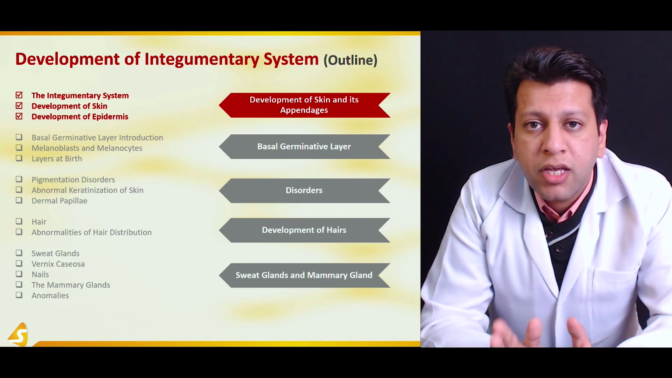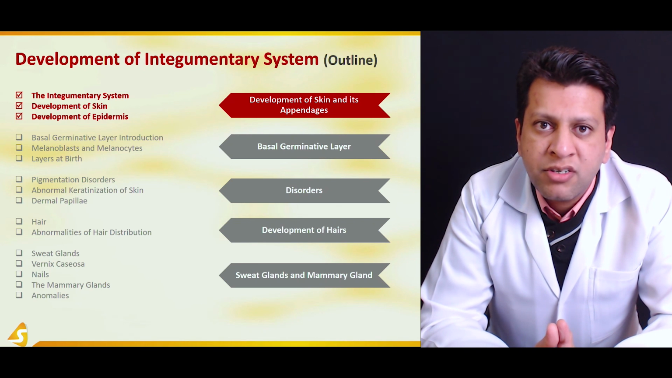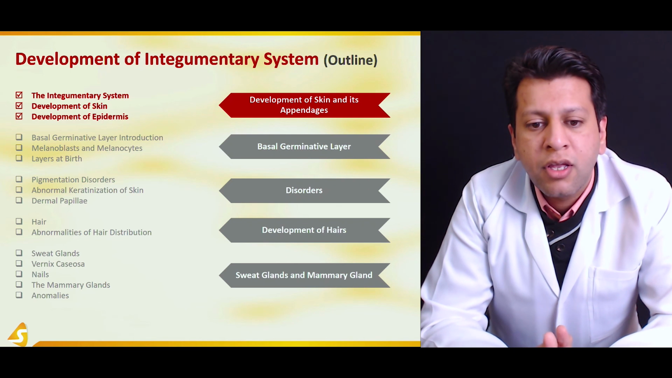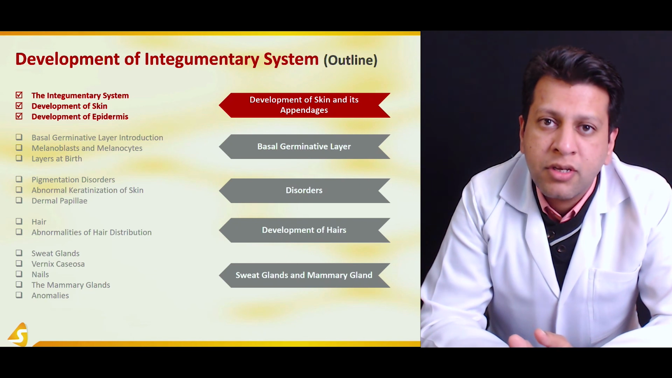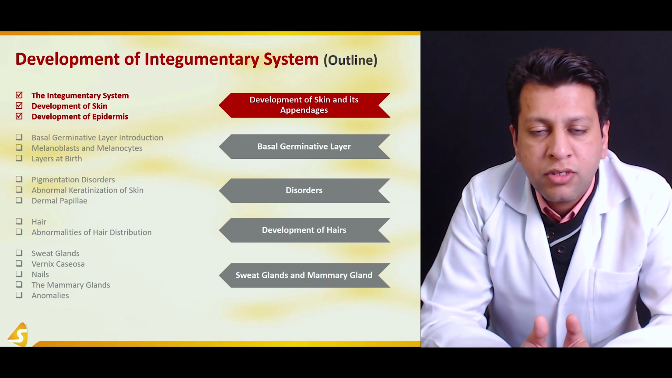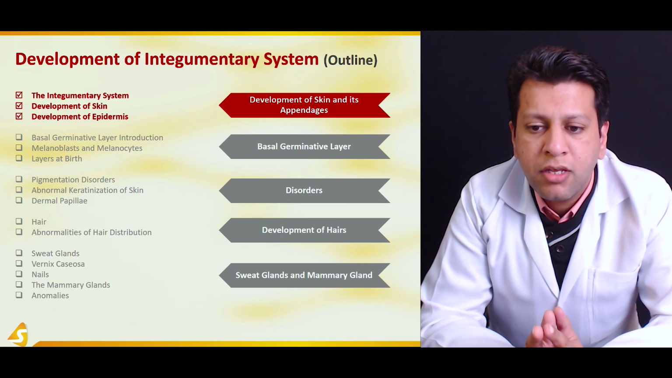By this, we come to the end of our section 1. We covered what the integumentary system is and what its appendages and associated or derived structures are. We covered how the development of skin takes place and how it is derived from ectoderm and mesoderm. And we have discovered how the epidermis divides into 5 layers which are present at birth.